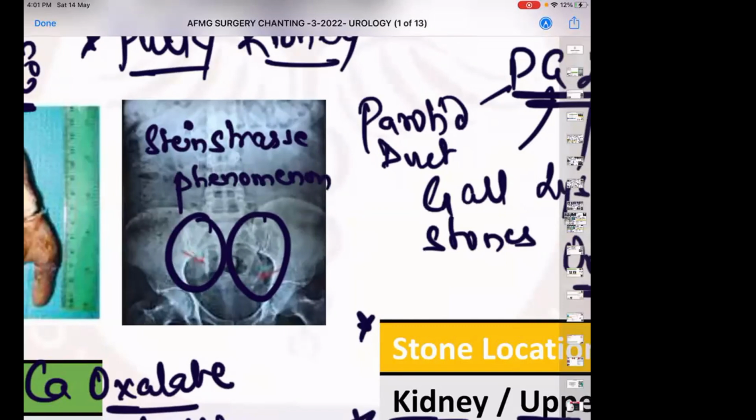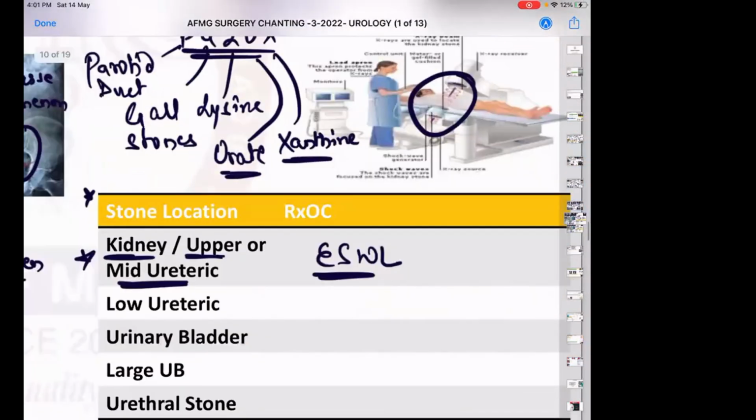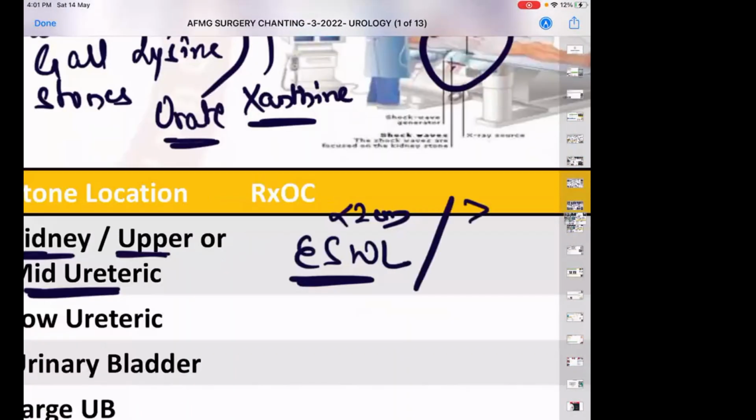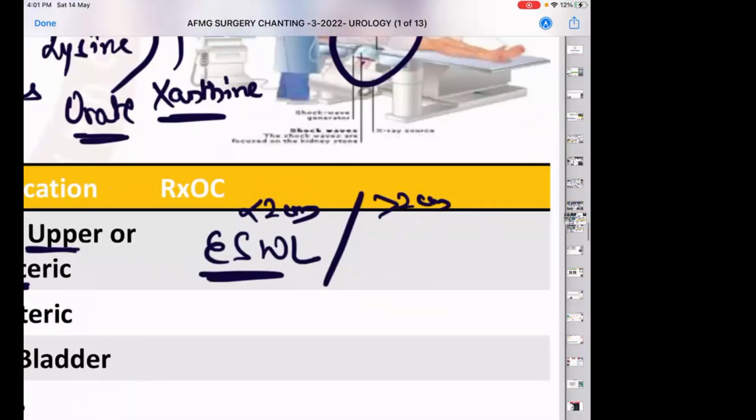If the stone is more than 2 centimeter, we will do a procedure known as PCNL, that is percutaneous nephrolithotomy.